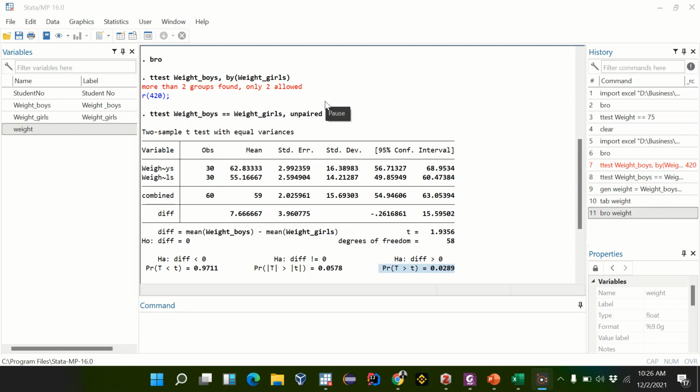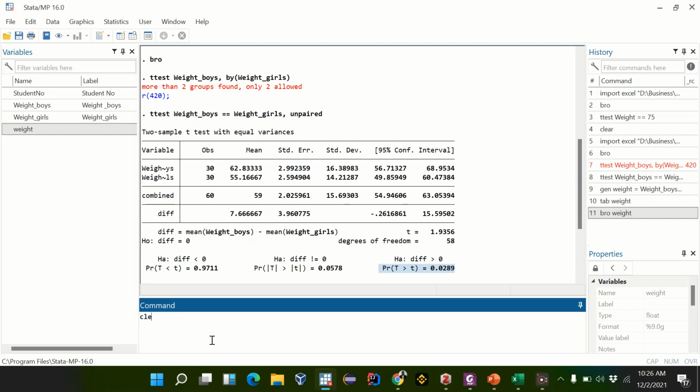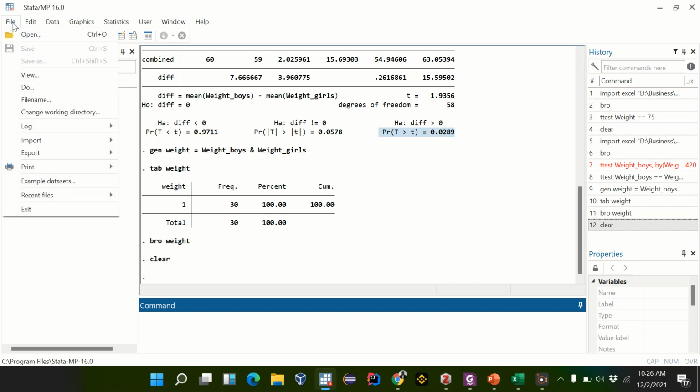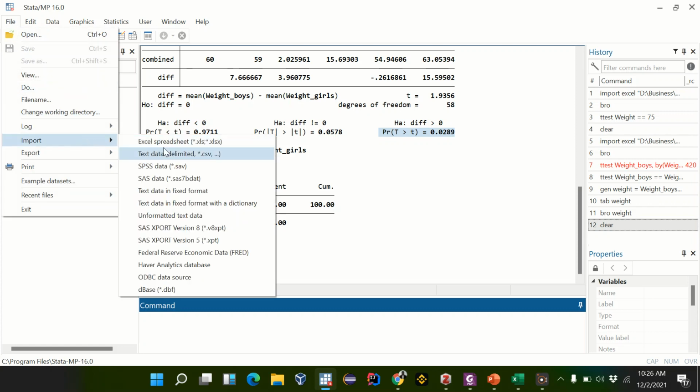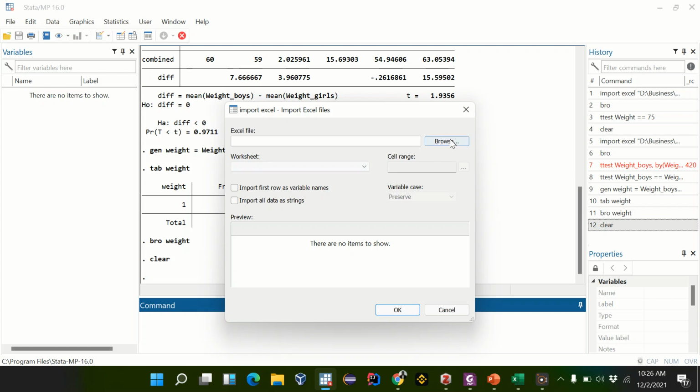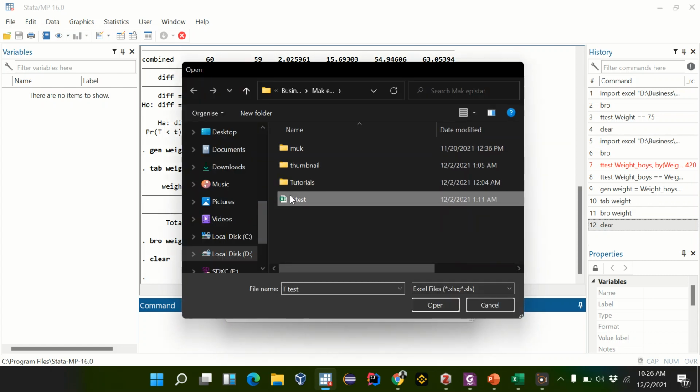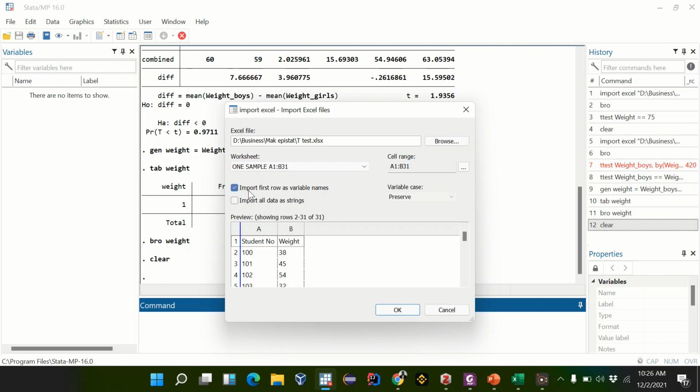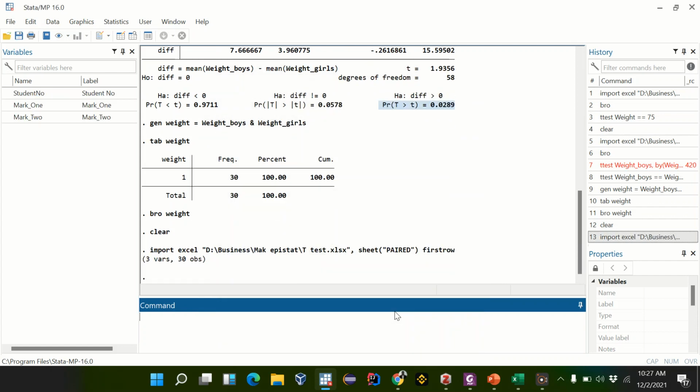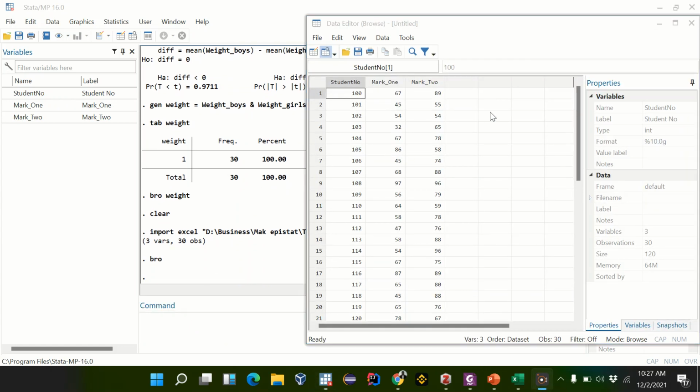So let's look at the last, and that is the paired t-test. So let's clear this. We import, no, we are importing for a paired. So by browsing, we can see that we have mark 1 and we have mark 2.